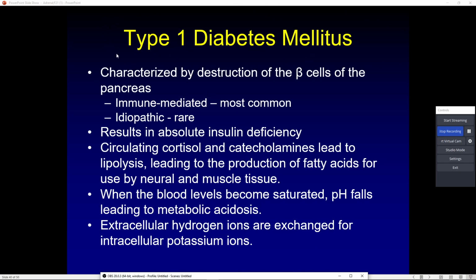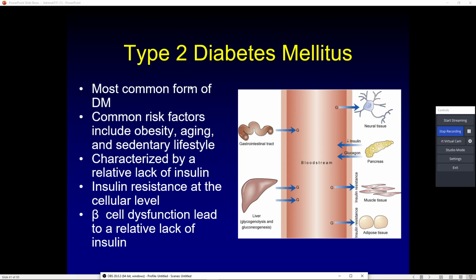DKA is specific to type 1 diabetics. Type 2 diabetics are a little bit different than type 1s. For lack of a better way to put it, these are diabetics that typically have been considered to earn their diabetes. What I mean by that is that type 2 diabetes does not occur due to some kind of genetic predisposition. It occurs due to life choice decisions.